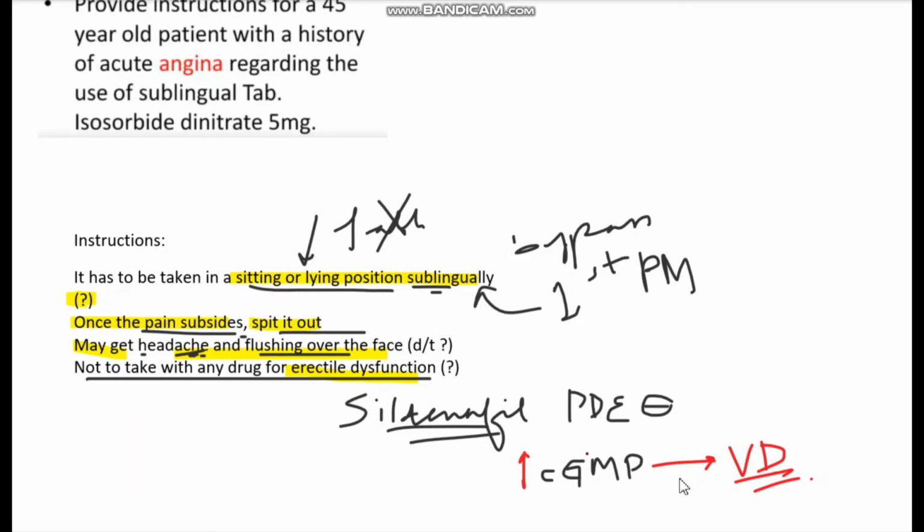So the same effect is brought about with sildenafil along with nitrate, and the additive effect can very significantly reduce the blood pressure to a very low value, and that can be very dangerous for the patient. And that is why you ask the patient not to take a drug for erectile dysfunction, for example sildenafil, or any other blood pressure lowering drug. Okay.